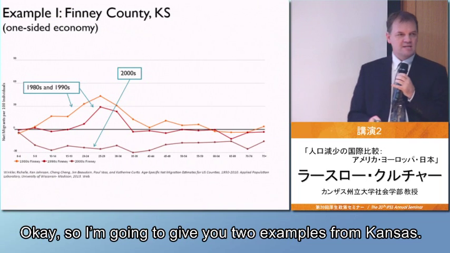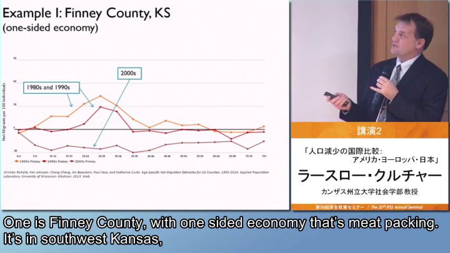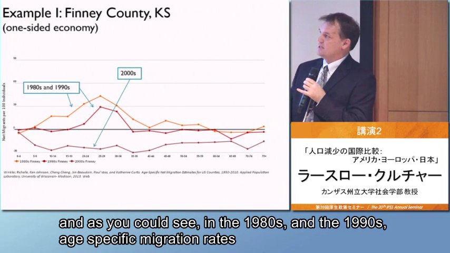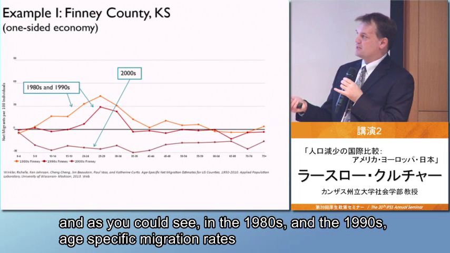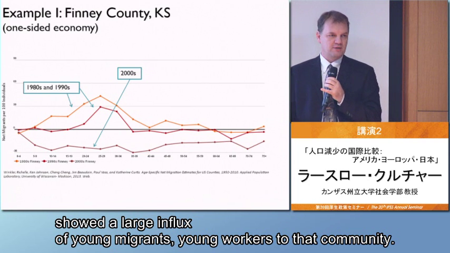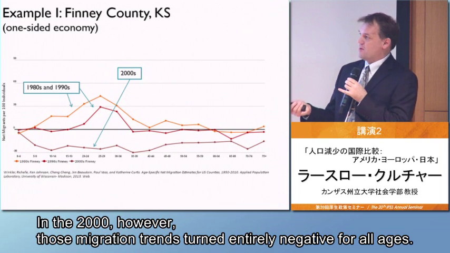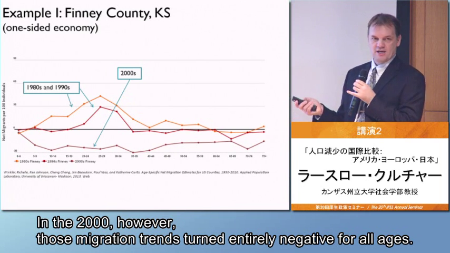Okay, so I'm going to give you two examples from Kansas. One is Finney County with a one-sided economy that's meat packing. It's in southwest Kansas. And as you could see in the 1980s and the 1990s, age-specific migration rates showed a large influx of young migrants, young workers to that community. Most of them are from Mexico. In the 2000s, however, those migration trends turned entirely negative for all ages.